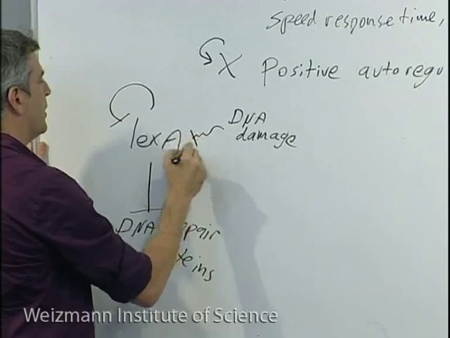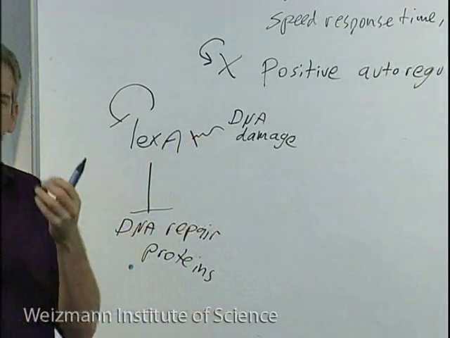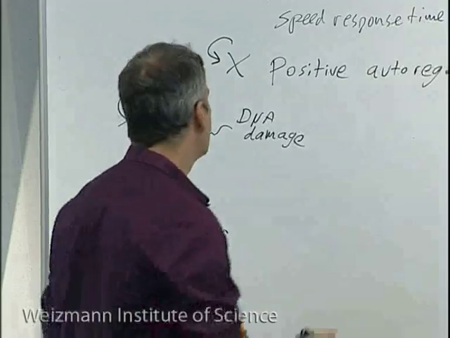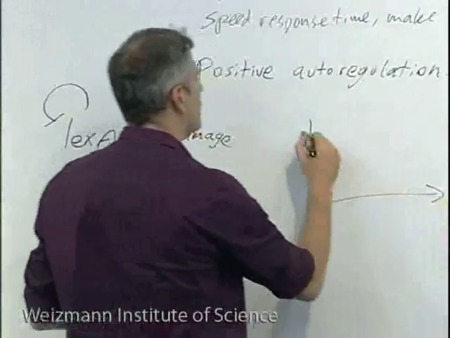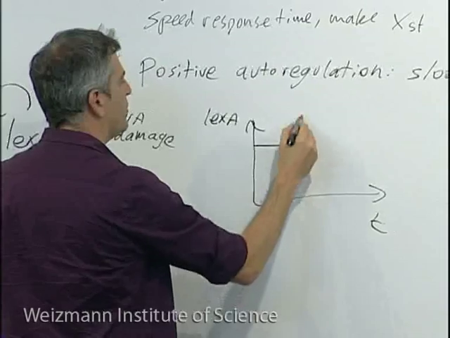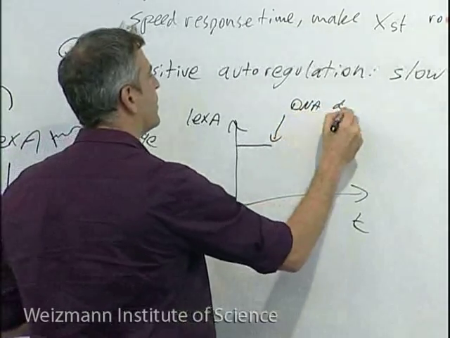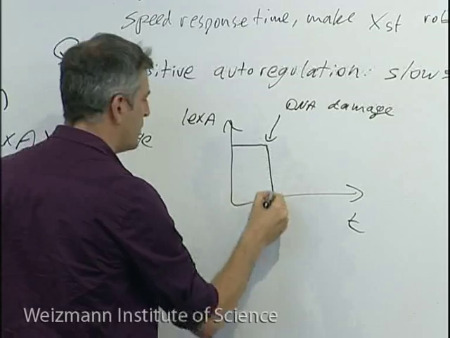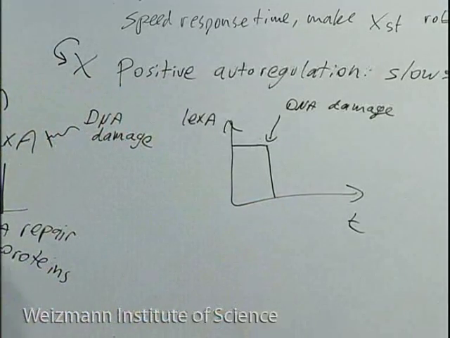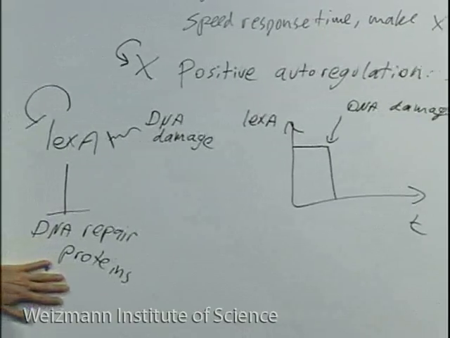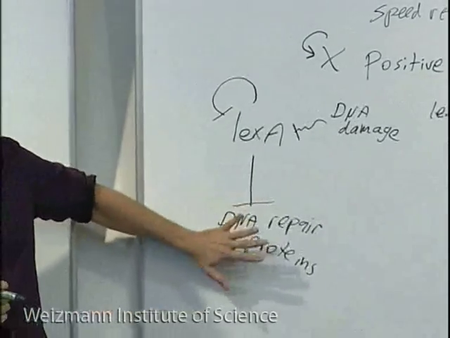it physically cuts this repressor. So this is the repressor level, this is time. If there's DNA damage, within seconds the protein is cut. And what happens to the DNA repair genes that it represses?